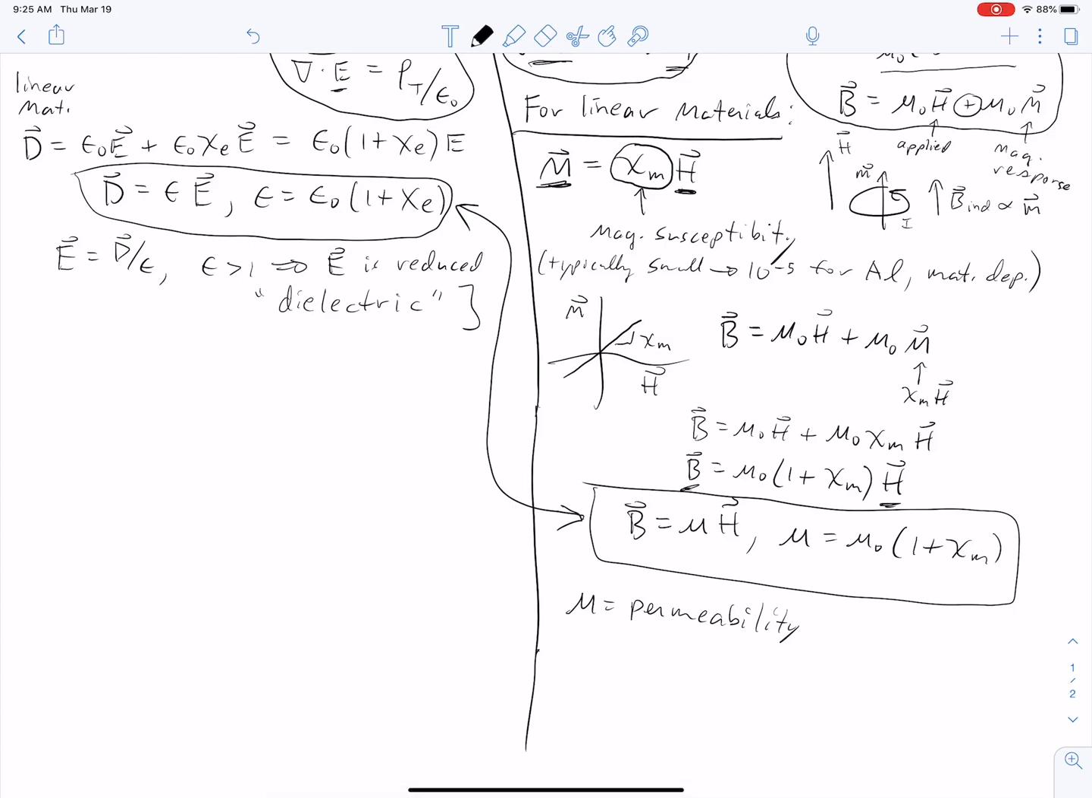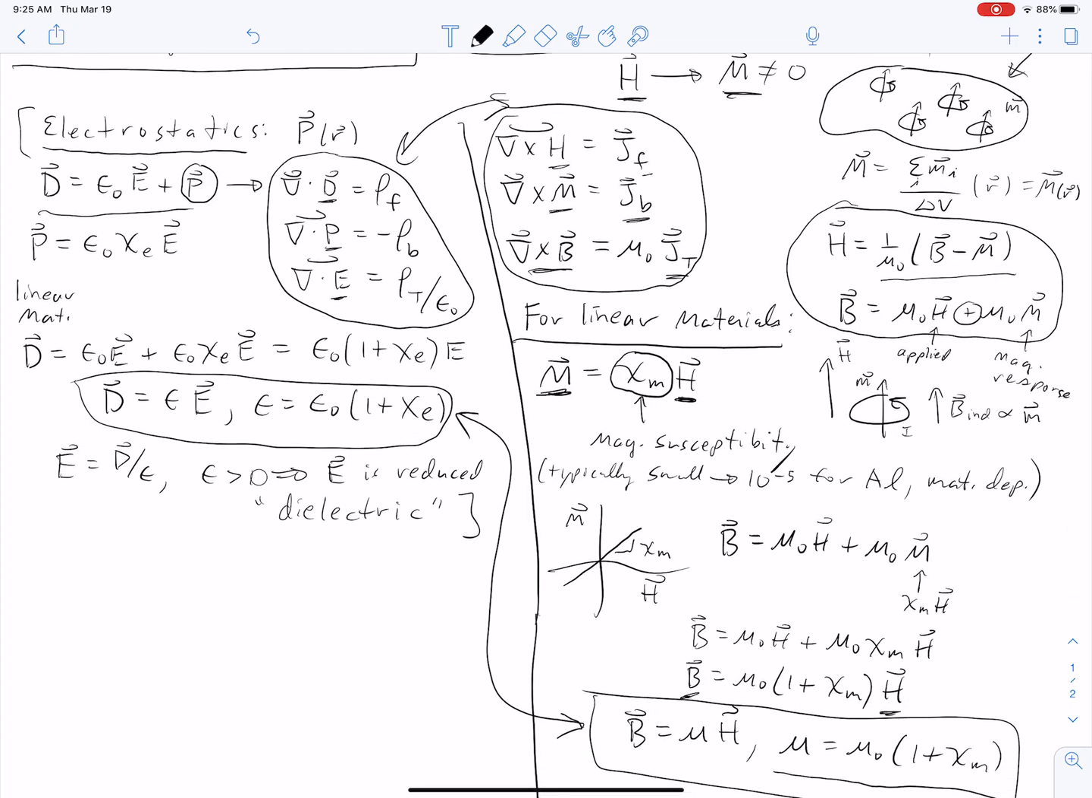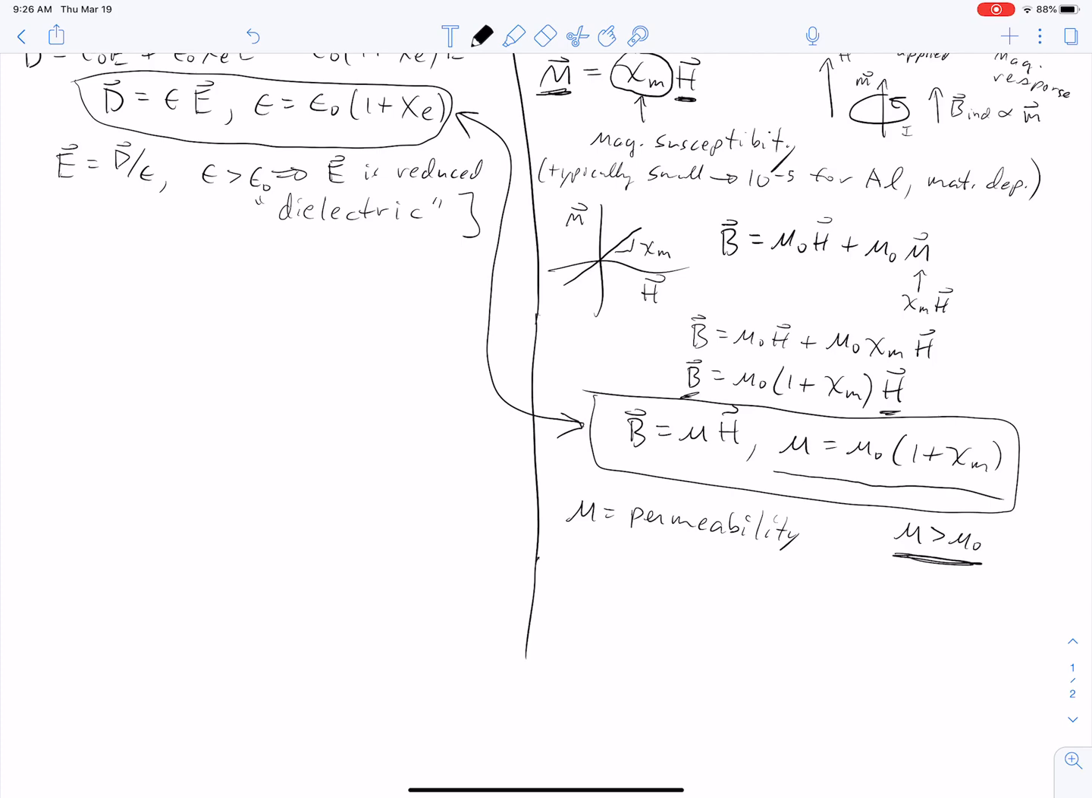equal to mu H, and now we see from the definition of mu that mu is big. Mu is typically greater than mu naught. Actually, that's what I should have written way back here. This should have been epsilon greater than epsilon naught. And so mu is typically greater than mu naught, because chi m is typically greater than 0. And so that means then that B is typically bigger than H.